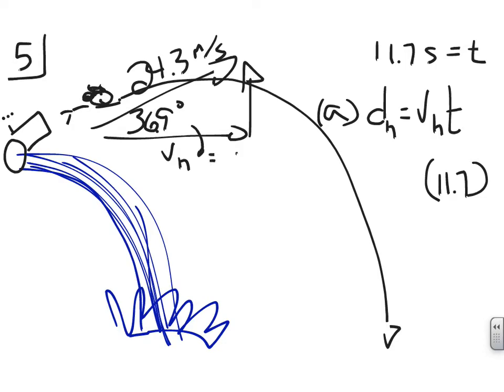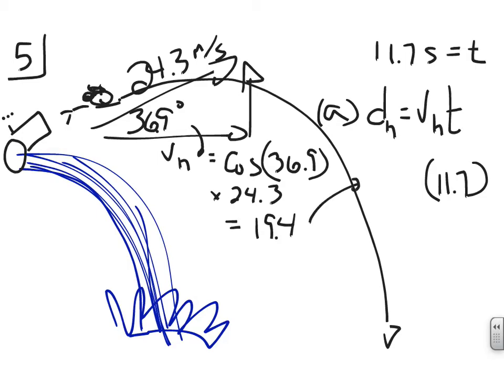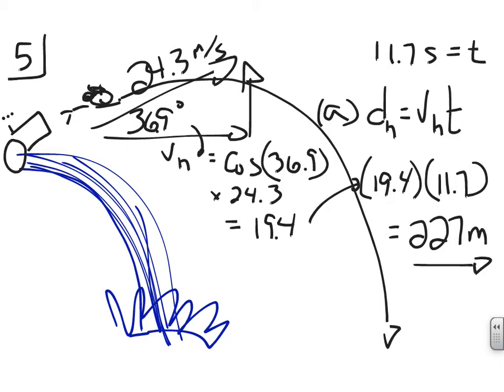So if I do adjacent, I want to use cosine of 36.9 times the 24.3. So if I do that, remembering I have to be in degrees, that gives me 19.4. So that's what we're missing up here, was 19.4. So if I take the 19.4 times the 11.7, I find that she traveled 227 meters that way.